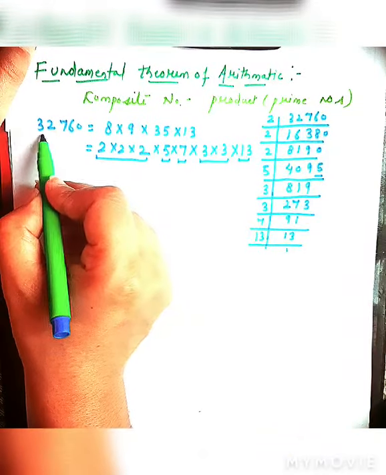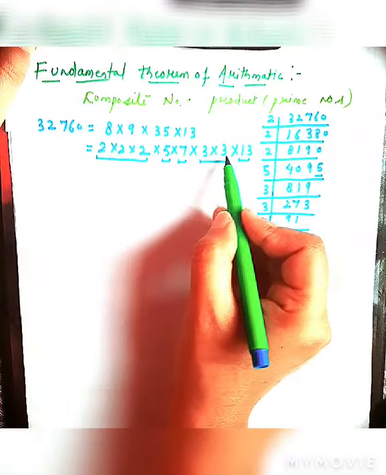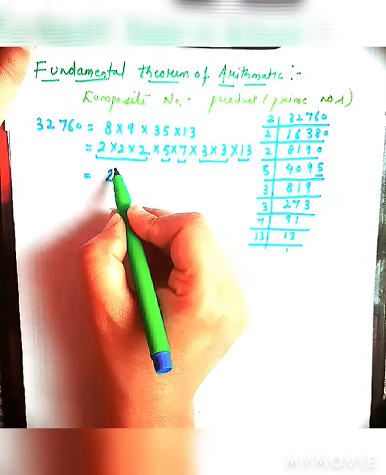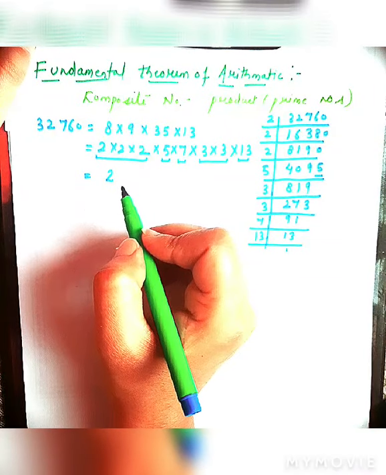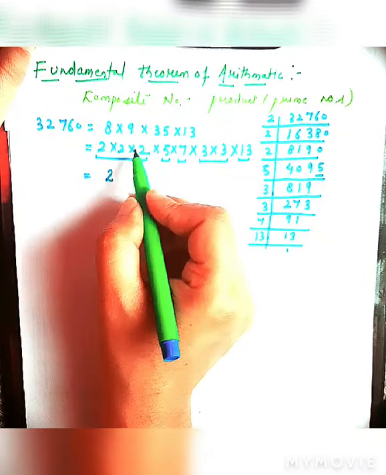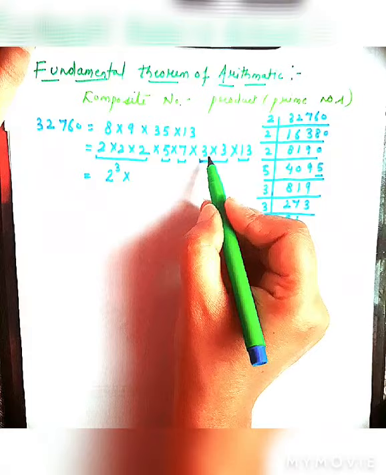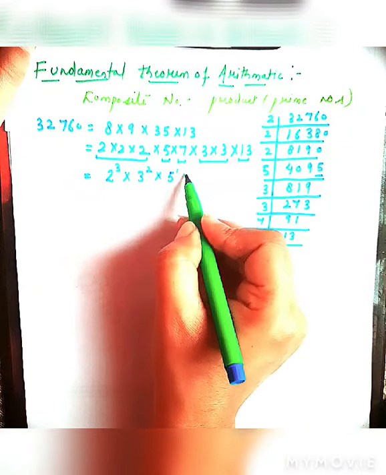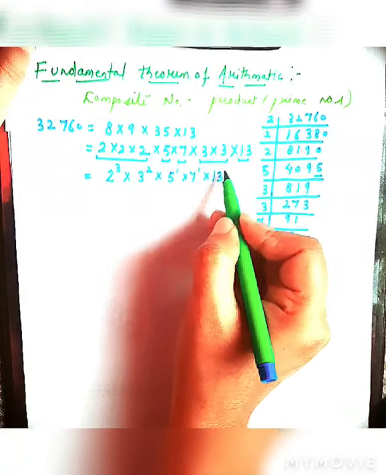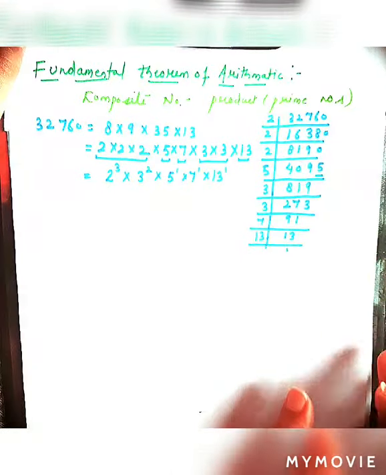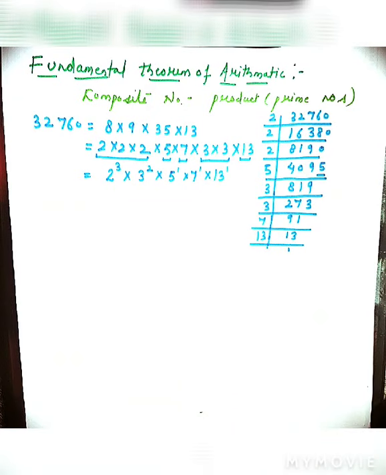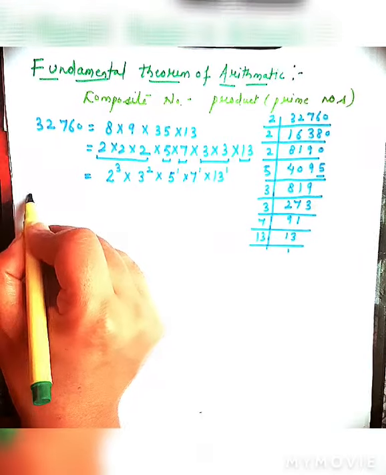Fine, so any composite number can be written as a product of prime numbers, or we can say a product of powers of a prime number. So the power of 2 is 3 here, power of 3 is 2 here, power of 5 is 1, power of 7 is 1, power of 13 is 1. So this is the fundamental theorem of arithmetic, right? And now we will take a problem.